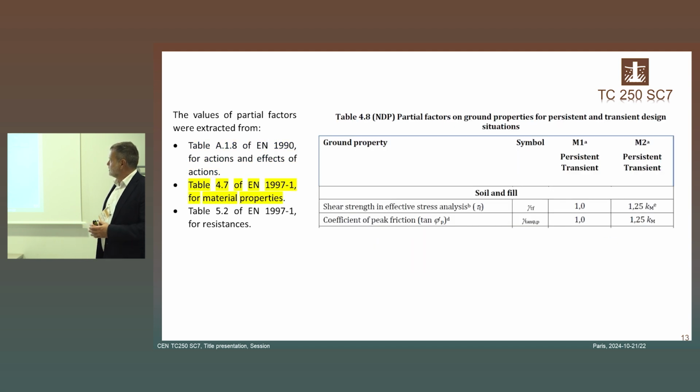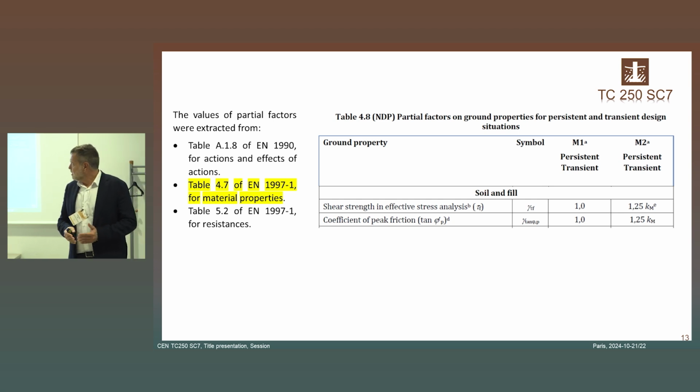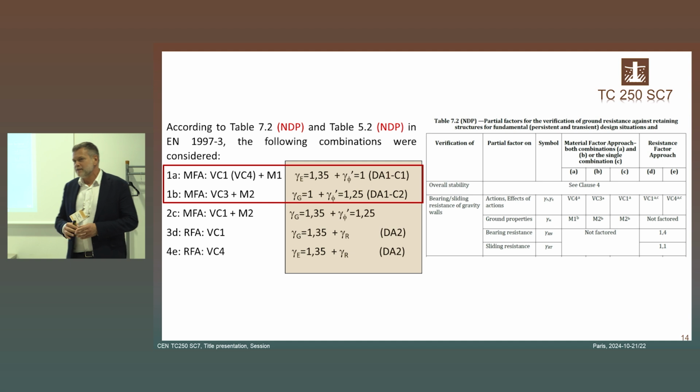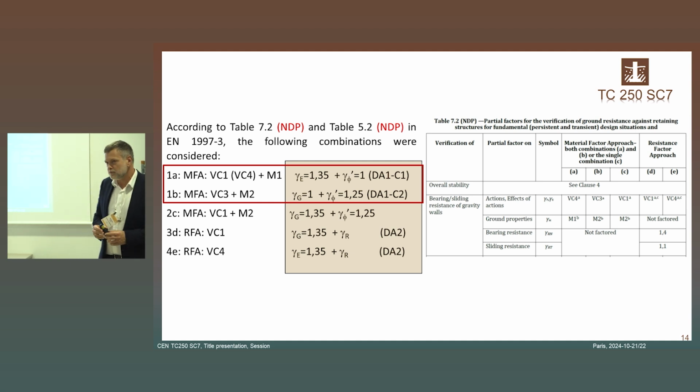The same way, table 4.7 in Eurocode 7 part 1 reports the partial factors that we apply to material properties, and we have seen before in table 5.2 the partial factors on resistances. Obviously, we are not applying all of these together, but we are applying them consistently with the different combinations that I described before. And so if we follow this approach in this very simple example, here is the reason to have a simple example, because we then can condense everything in, say, a single slide.